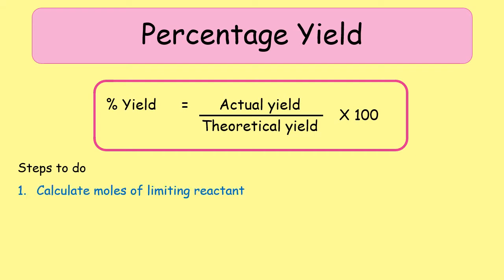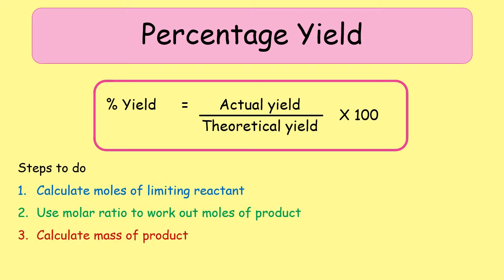So step 1, calculate your moles of limiting reactant. You're usually told which one that is. Use mole ratio to work out how many moles of product are formed. Calculate what mass that would be, and that's your theoretical yield. And then use your actual yield, which will be given to you in the question, to calculate your percentage yield. So we're going to do a worked example using all four steps.